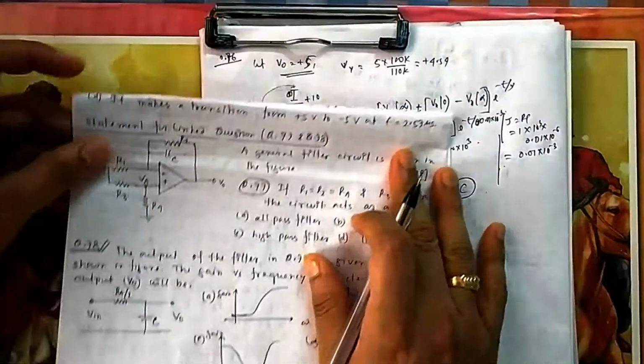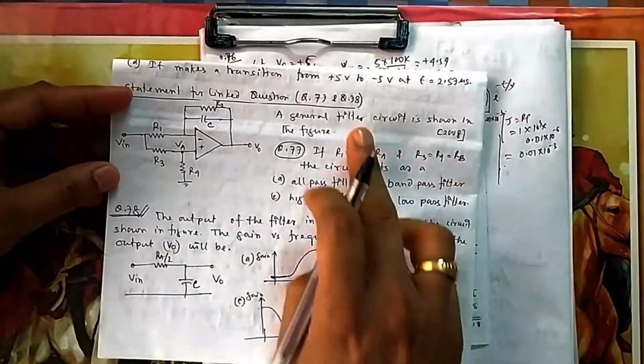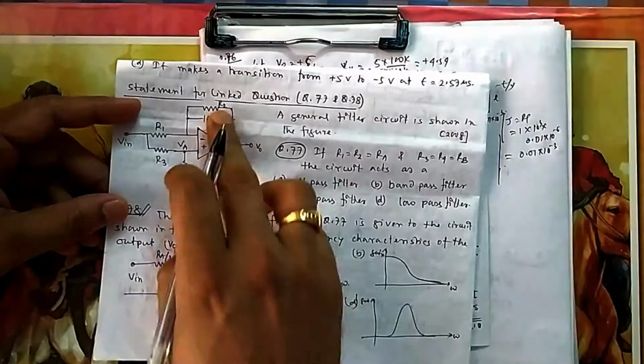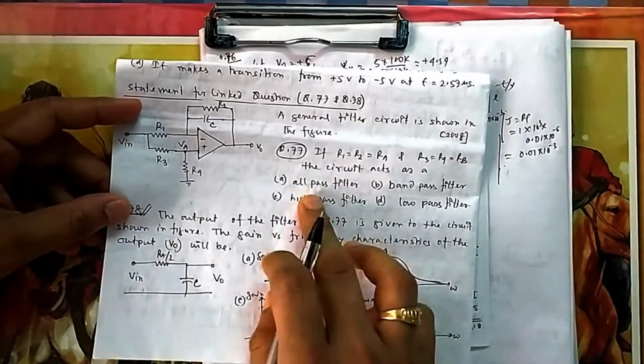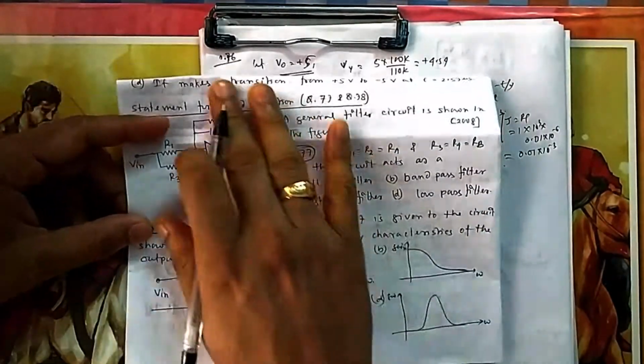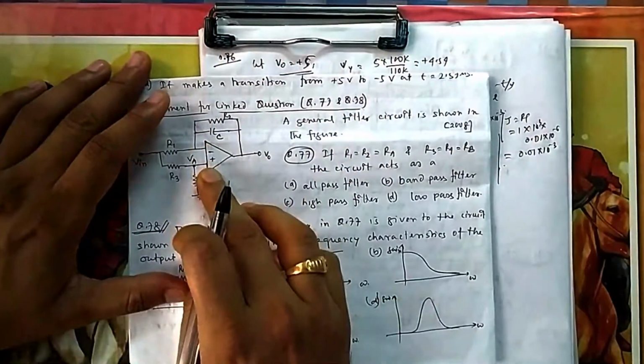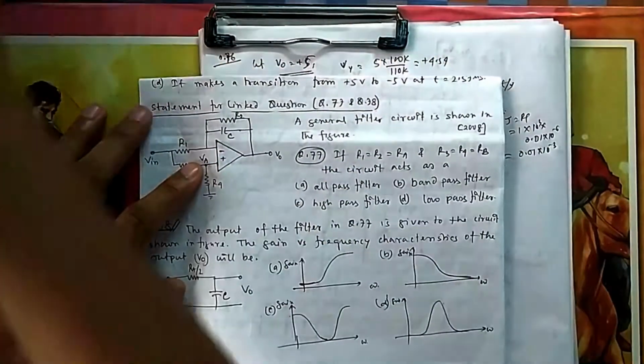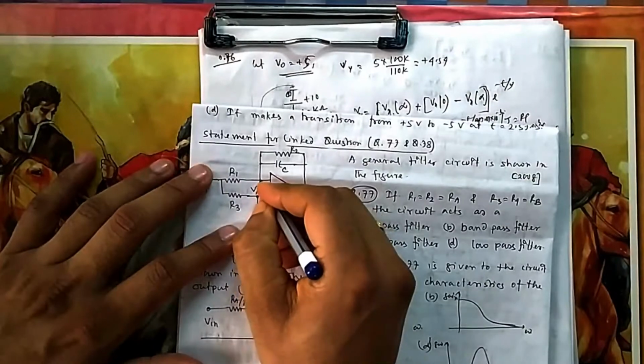That is your option. Next is question number 77-78. The general filter circuit is shown in the figure. R1, R2 is equal to R, and this is given. All you need to find is what this filter is. For that I told you it is a standard negative feedback, so this voltage and this voltage will be equal. The potential here and the potential here will be equal.